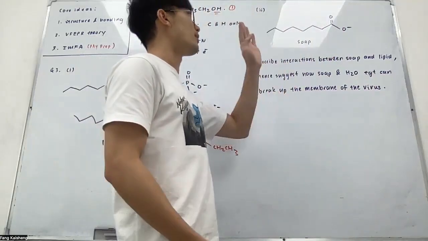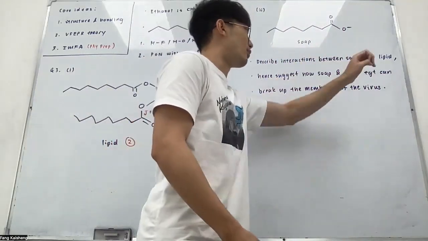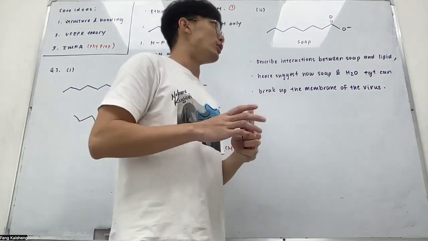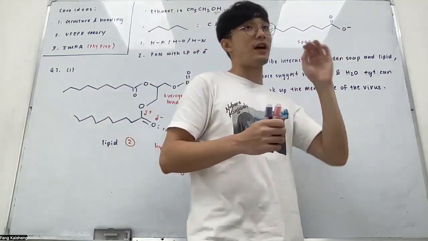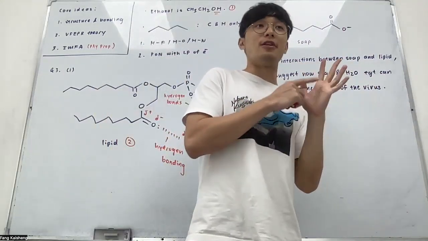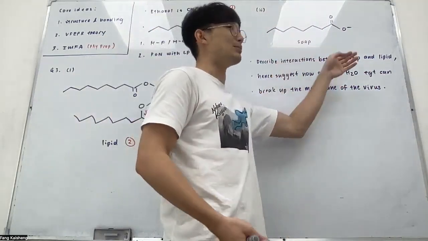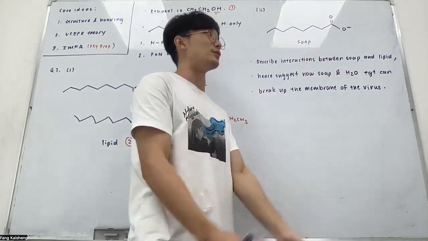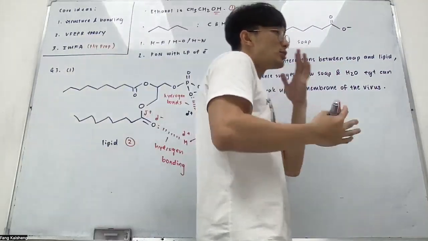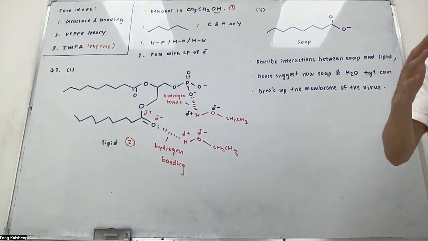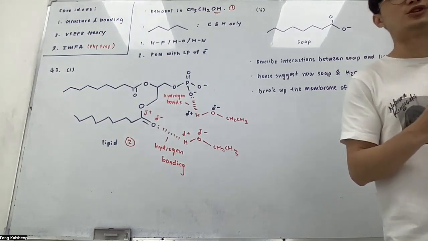We have soap, we have lipid, sorry, and there's water. So you can treat it as if lipid is the virus. So imagine the virus is on your hand and you want to wash the virus off. So that's why you apply some soap, right? So you rub your hands with soap. So at this point, you should know soap and the virus should form some sort of interactions.